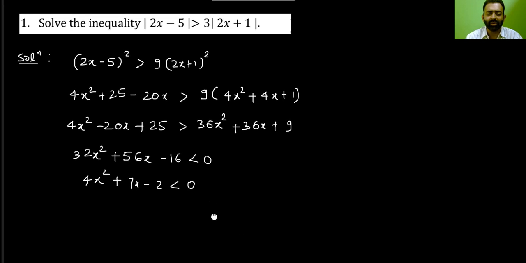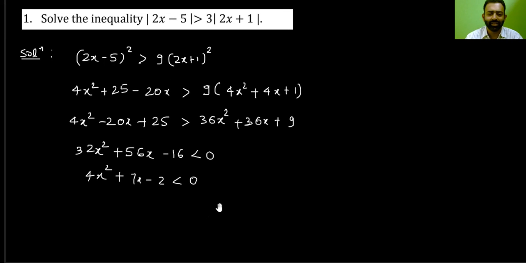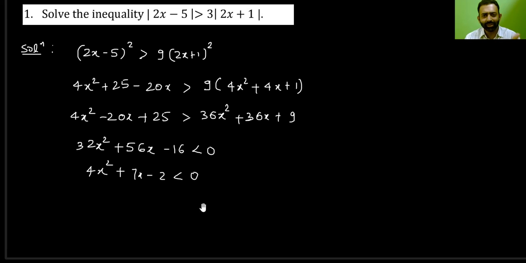I have a habit of using the factorization method to solve any quadratic equation. If it is not factorizable, then we will go for our calculator or the basic formula, the quadratic formula. So this is 4 into 2, which is minus 8, and I think this can be factorized. So this is 4x square plus 8x minus x minus 2. 8 into 1 is 8 and 8 minus 1 is 7. I think you know how to split the middle term.